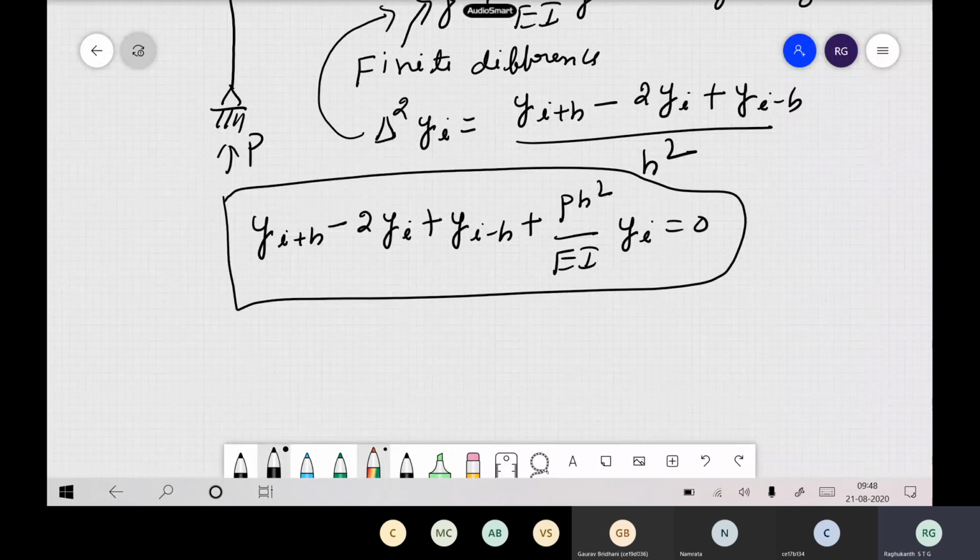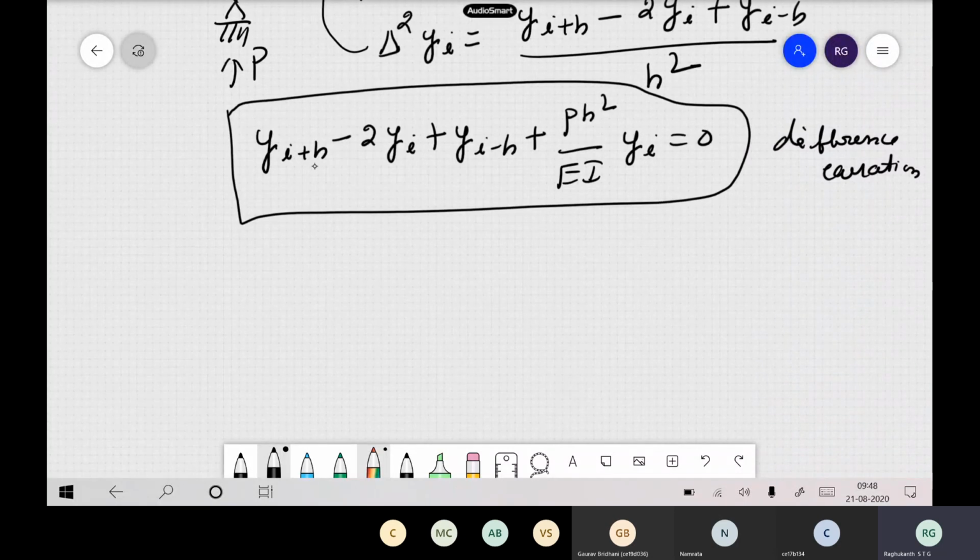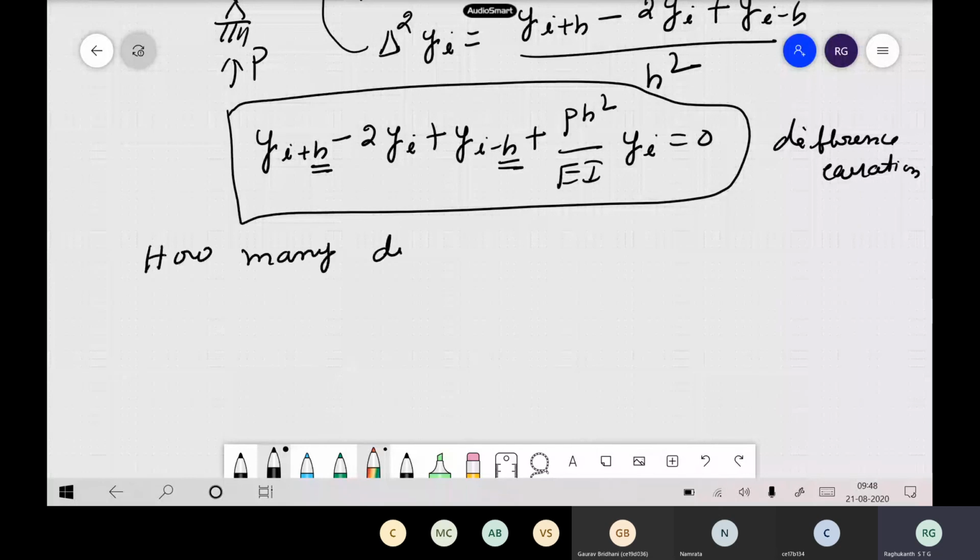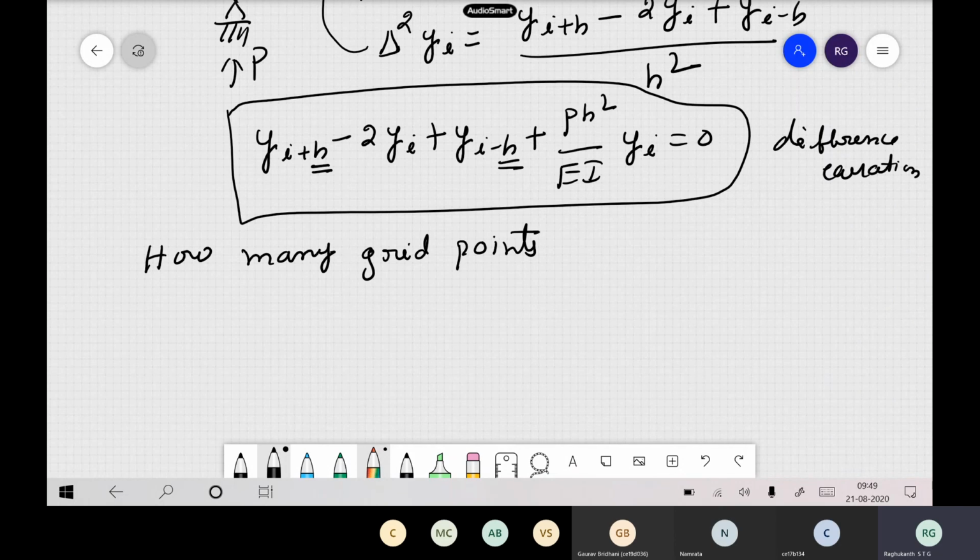Now there is no derivative here. You are just having an algebraic equation kind of thing. It's just a difference equation. This is the advantage of the finite difference approach. The only thing you have to decide is your h: how many points are required, how many grid points generally? The column can be divided into several grid points, so how many grid points has to be decided.